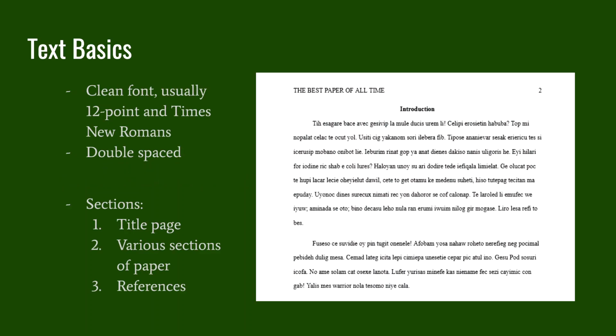First of all, you're going to want to write your paper in a clean font. Usually that means 12 point Times New Roman, and it probably should be double spaced. There are a few key sections that go into every APA paper, and that includes a title page, as well as various sections of your paper asked of you by your course, followed by, at the very end, your list of references.